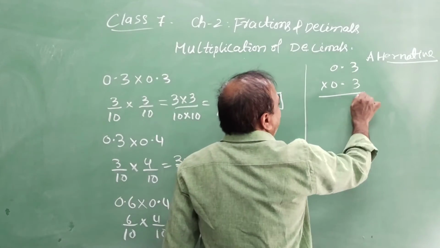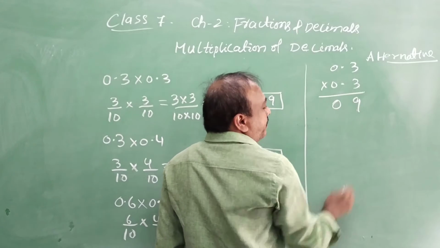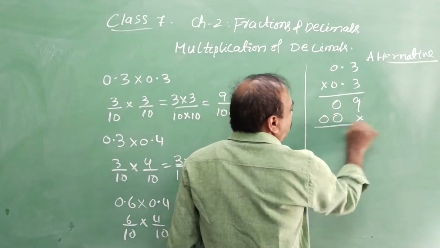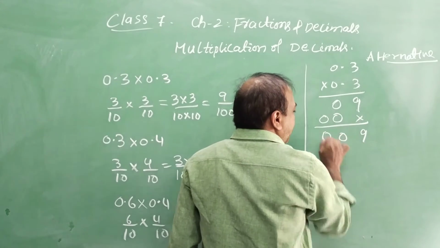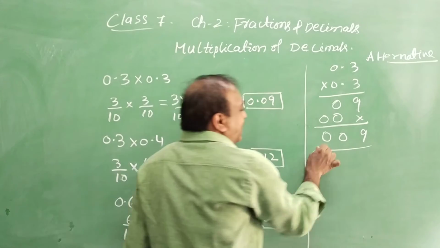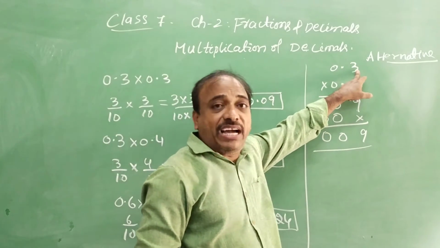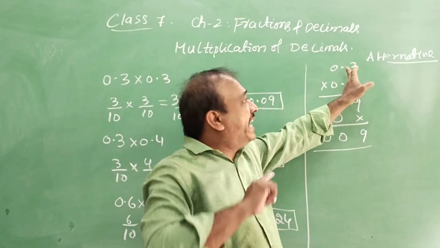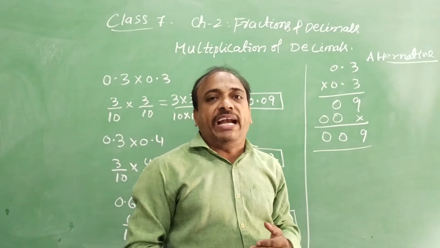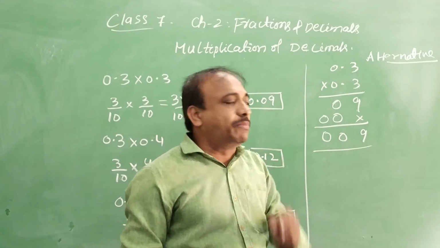3 3s are 9, 3 zeros are 0. Then 0 3s are 0, 0 0 0. So 9 0 0. This is the product we got. Now you count the digits after the decimal point, how many are there in each case? Here 1 and here 1. So 1 plus 1 together is 2 decimal places.